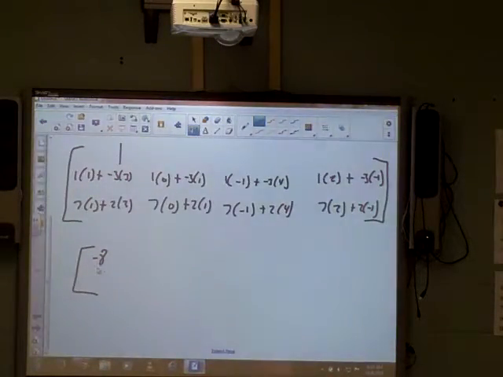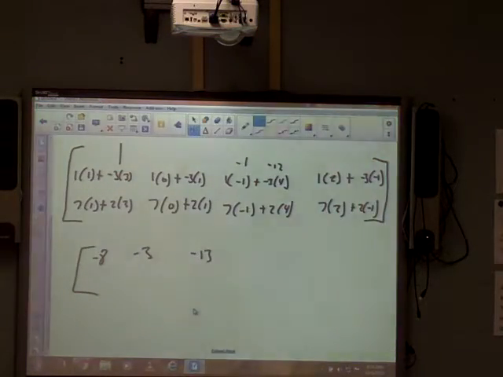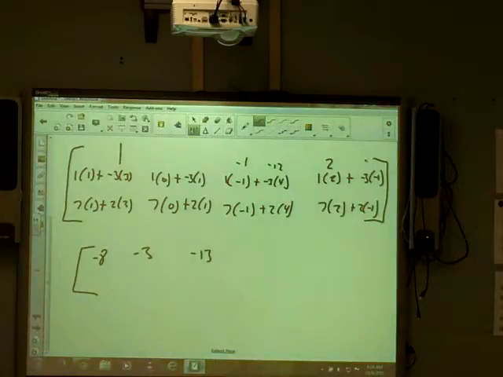You want to go across or down? Across, 1 times 0 is 0. 3 times negative 1 is negative 3. 0 plus negative 3. 1 times negative 1 is negative 1. Negative 3 times 4 is negative 12. I add that, I got a negative 13. 1 times 2 is 2. Negative 3 times negative 1 is 3. I add that and get a 5. Okay, we're good on our first row.